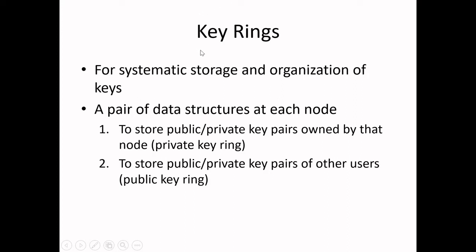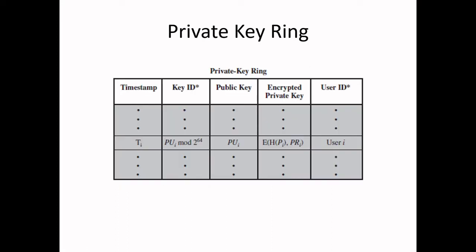These storage data structures are called key rings. There should be a systematic method for storage and organization of the keys. A pair of data structures are present at every node of PGP: one private key ring and one public key ring. The private key ring stores the public key private key pairs which are owned by that particular node. And the public key ring stores the public keys of other users with whom this user is communicating. So these are the two data structures.